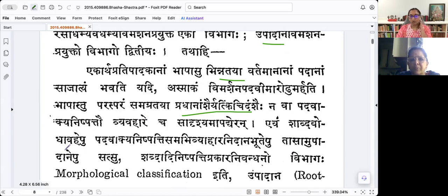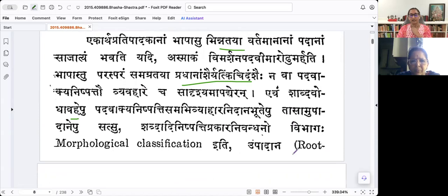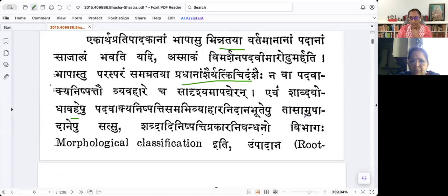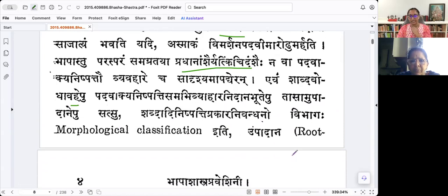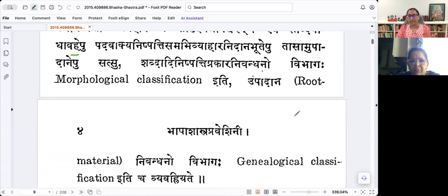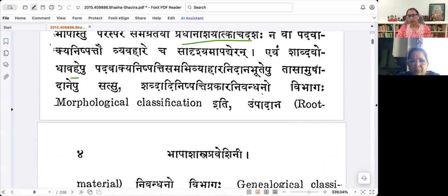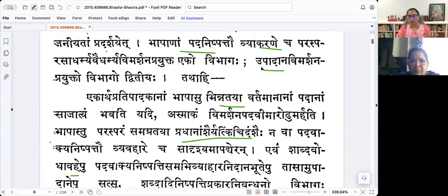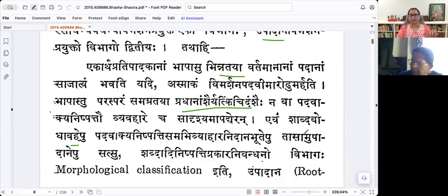Evam shabda bodha avaheshu padavakya nishpatti samabhivyahara nidana bhuteshu tasam upadaneshu satsu shabdadi nishpatti prakara nibandhanaha vibhagaha morphological classification iti. Upadanam means root material. Okay, that is what he means. So that is the root material, the genealogical classification.